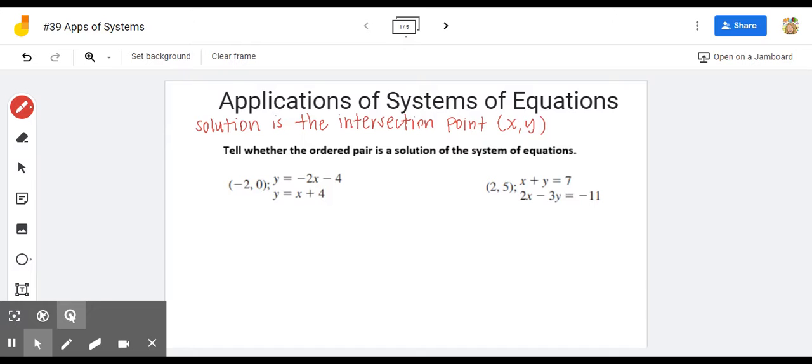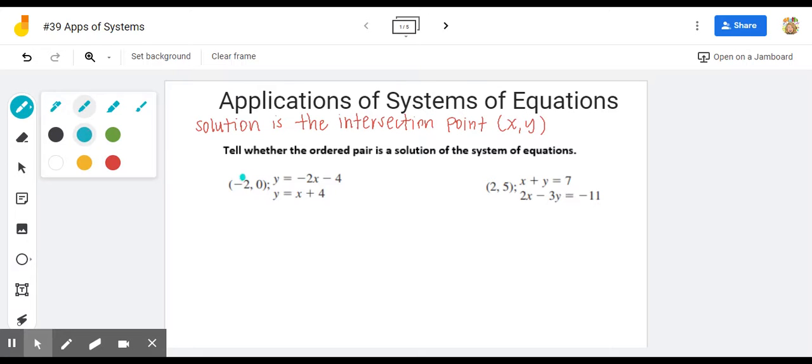So you can always graph these in Desmos and see if this point is where they cross. Or if you don't have graphing available to you, you can do it by hand. And that's what I'm going to teach you today. If I don't have a graph available, I can always use -2 as my x and 0 as my y.